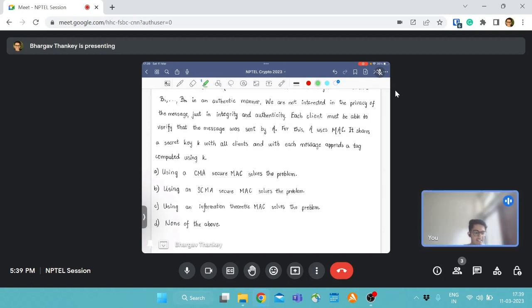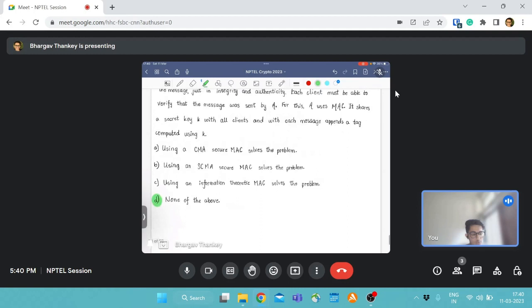Okay. In fact, the answer is D, none of the above. And here's the reason. So what is A doing over here? A is picking a key K and sending it to all of B1 to Bn. So now B1 has the key, B2 has the key, all the way up to Bn has the key, right?